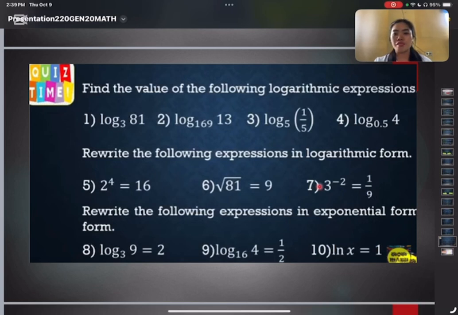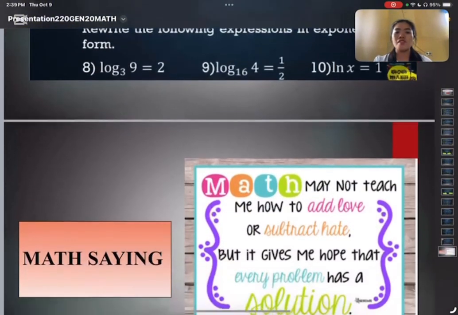Then next, part 3 is rewrite the following expressions in exponential form. We have number 8, log 9 with base 3 is equal to 2. Number 9, log 4 with base 16 is equal to 1 half. Number 10, ln x is equal to 1. Okay, so just write this on your lecture notebook or activity notebook.